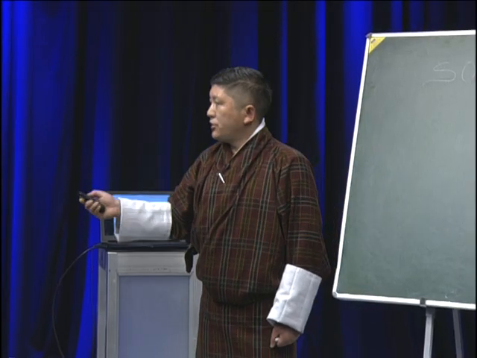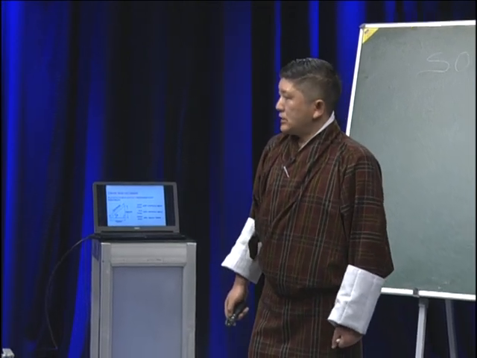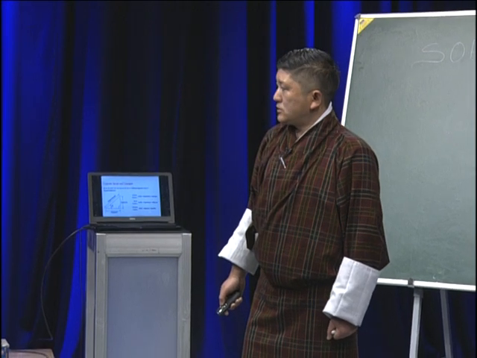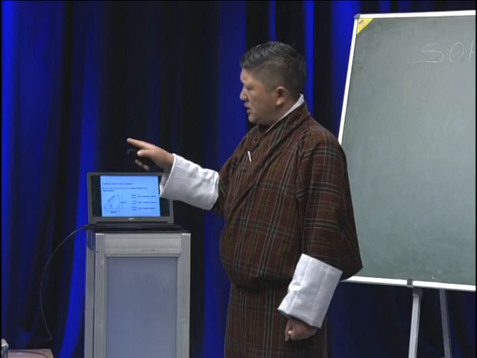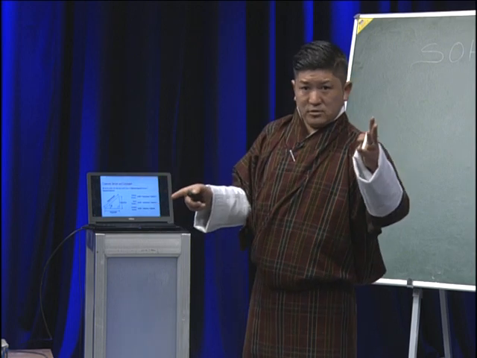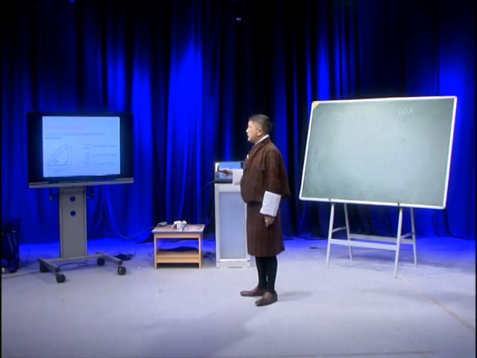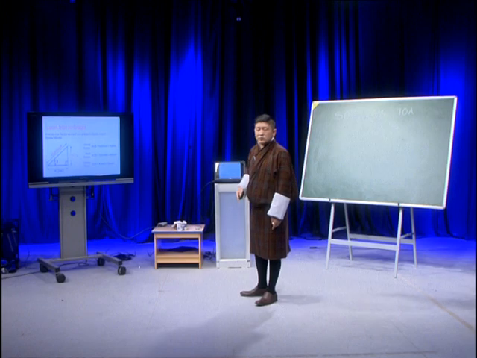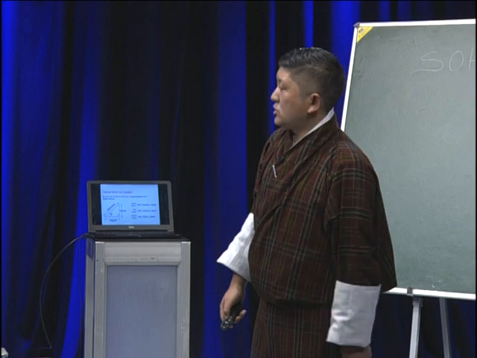Now let's take you through the next slide, which talks about the cosecant, secant and cotangent ratios of a right triangle. Cosecant is hypotenuse over opposite, secant is hypotenuse over adjacent, and cotangent is adjacent over opposite. In fact, if you see here, they are just the reciprocals of the first three trigonometry ratios. The cosecant is the reciprocal of sine, secant is the reciprocal of cos, and cotangent is the reciprocal of tan.